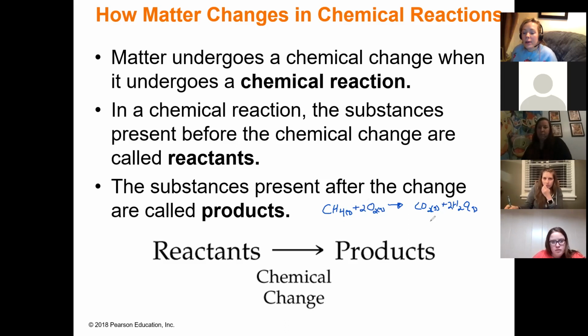In this equation, the reactants would be this CH4, which is methane, and this O2, which is oxygen. The products would be CO2 and H2O. The arrow in between is that transition from your starting things to your ending things. Again, if you don't have a reactant, no reaction has occurred. If you don't have a product, no reaction has occurred.